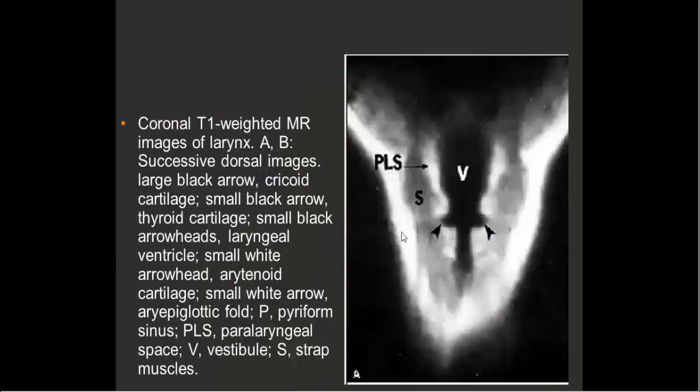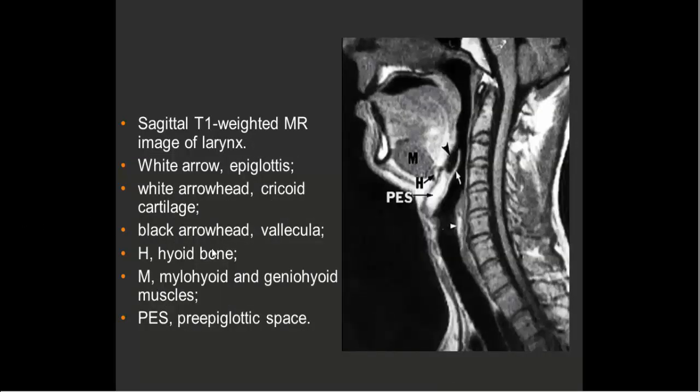This tomogram demonstrates coronal T1. MR demonstrates the anatomy of the larynx. As we see in this area, this is the pre-epiglottic space, laryngeal ventricles, and the vestibule of the larynx. This is strap muscles and paralaryngeal space. As we talk, this is very important, as it may be obliterated in malignancy. This is the anatomy of the larynx, coronal T1.